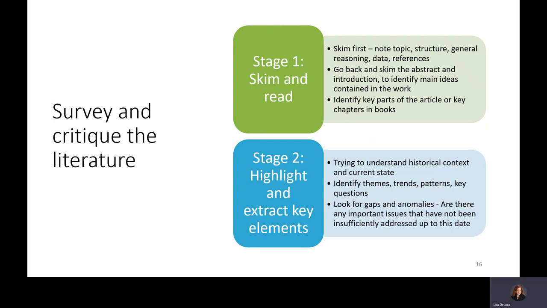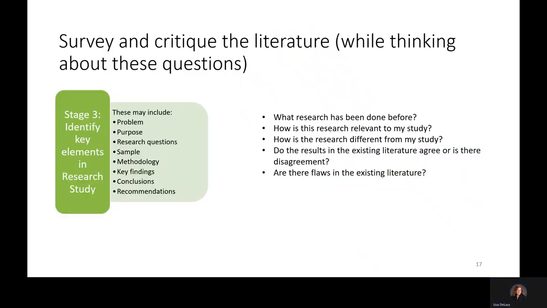Stage 2 is to highlight and extract the key elements. I would focus on historical context, the current situation, and themes. Themes is going to be big here, and we're going to get to that in a few slides. Also look for gaps. What seems to be missing in these articles, because that could support your work and the importance of doing this lit review and ultimately your senior thesis.